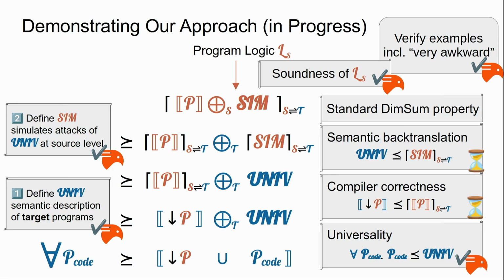What is still work in progress and what we are currently working on is the semantic back translation and the compiler correctness proof. We basically have all the ideas on paper and are currently doing the proof formally in Rocq.